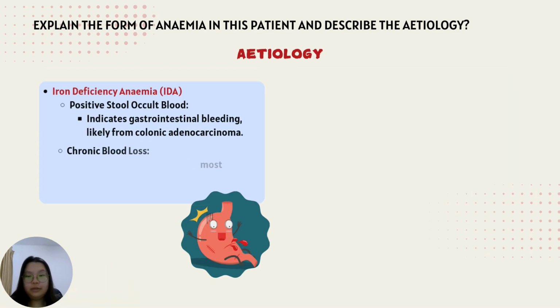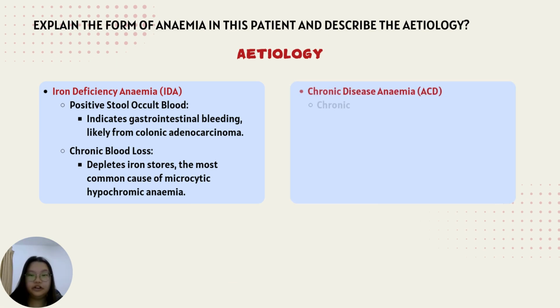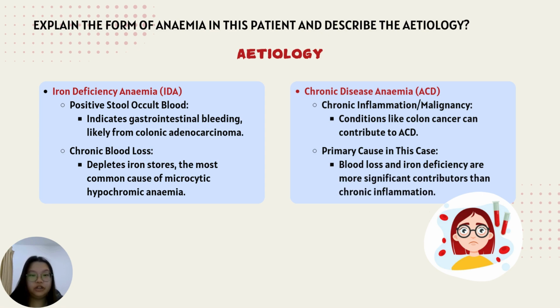For the etiology of anemia, the underlying cause of the patient's anemia appears to be iron deficiency anemia, or IDA. A positive stool occult blood test points to gastrointestinal bleeding, most likely caused by colonic adenocarcinoma. Chronic blood loss depletes iron stores, making it the most common cause of microcytic hypochromic anemia. Additionally, chronic diseases such as inflammation or malignancy, including colon cancer, may contribute to anemia of chronic disease, or ACD. However, in this case, blood loss and iron deficiency play a more significant role in the patient's condition.